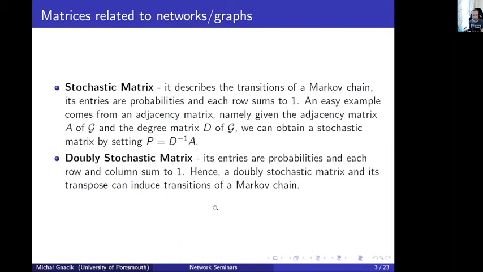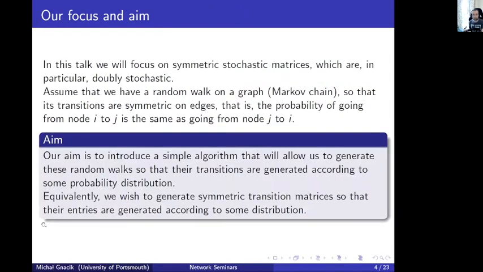Doubly stochastic matrices are also called bistochastic in the literature. So this is the terminology that people come across. Okay, so what's the focus, aim, motivation? I mentioned that the motivation doesn't come from matrices directly.